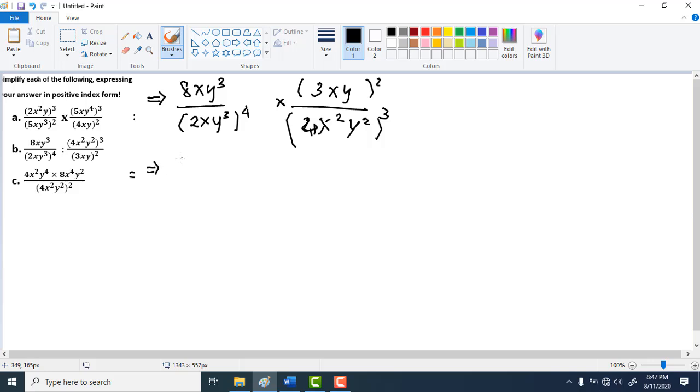And we just continue with the first, second and third laws. 8xy to the power of 3, divided by 2 to the power of 4 equals 16; x to the power of 1 to the power of 4 equals 4; y to the power of 3 to the power of 4 equals 12, times 3 to the power of 2, 9, x to the power of 1 times 2 equals 2, y to the power of 1 times 2, 2, divided by 4 to the power of 3, 4 times 4 times 4, 64, x to the power of 2 times 3, we get 6, and then y to the power of 2 times 3, 6, okay?